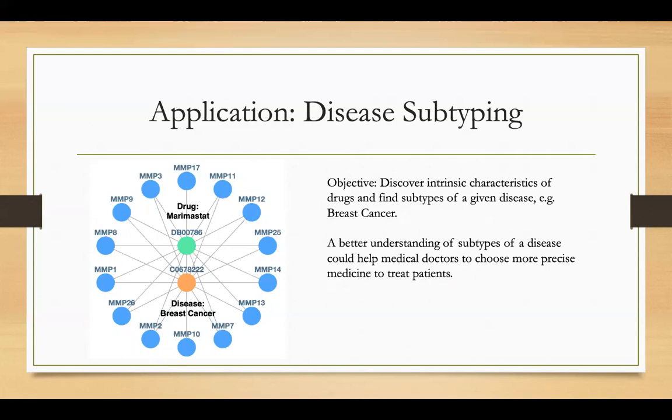treat patients. For example, on the left graph, we can see that the disease breast cancer is connected to a cluster of genes, which are connected to the drug marimastat. This implies that this could be one subtype of breast cancer. In fact, this motif-clique depicts a known subtype of breast cancer called sustaining proliferative signaling.